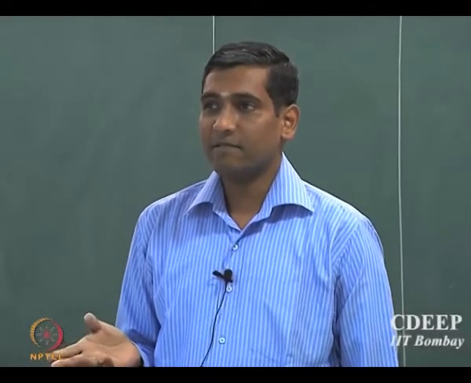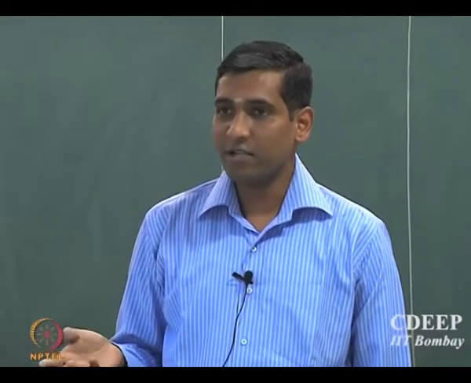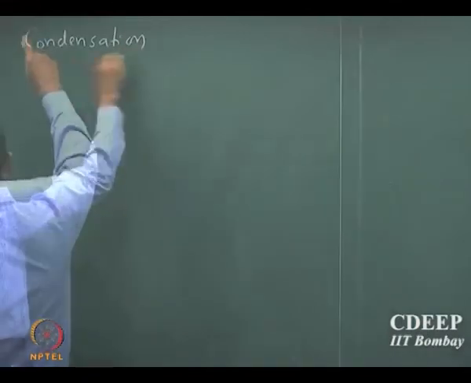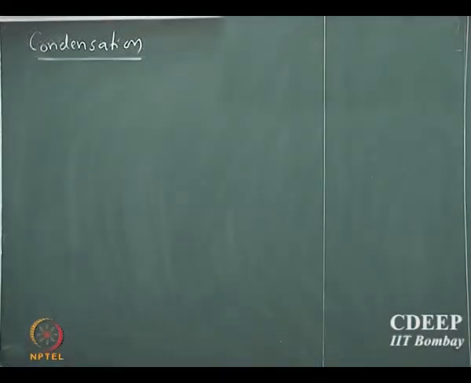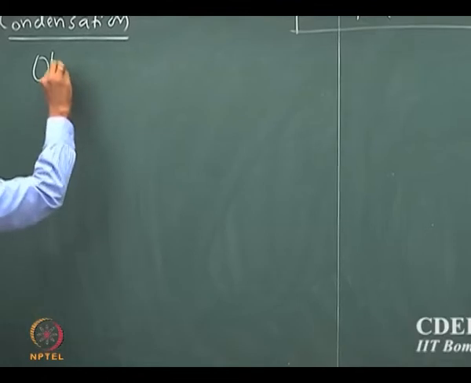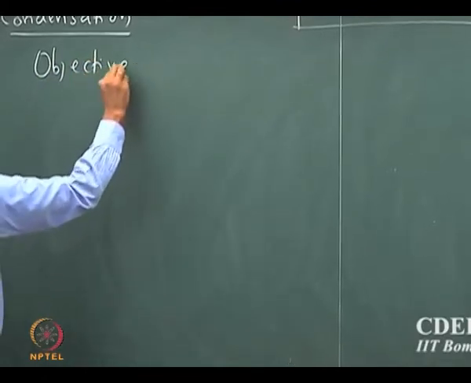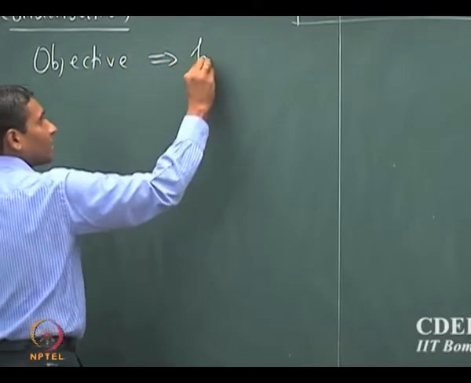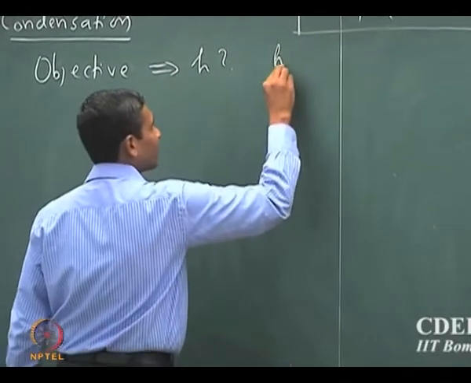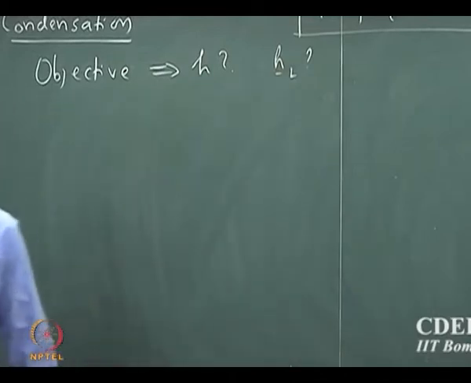So, we looked at boiling in the last lecture. Today we are going to move to condensation. What we are going to see in today's lecture is how to characterize the condensation process, and once again the objective is the same: to find out the heat transport coefficient. What is h and what is the average heat transport coefficient? So, that is what we are going to see.